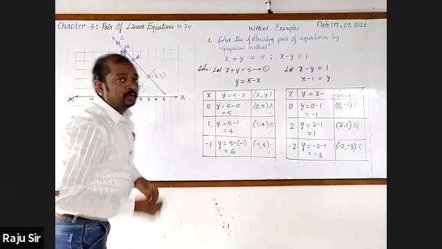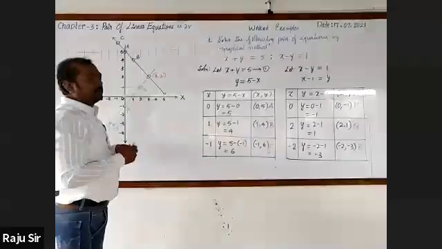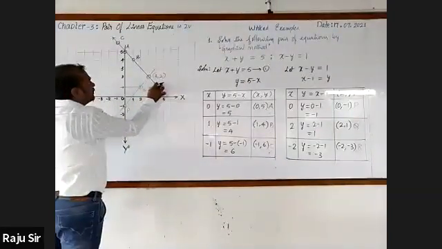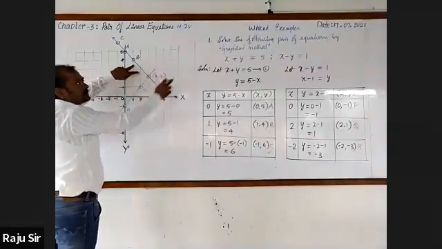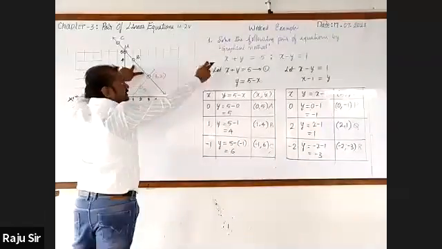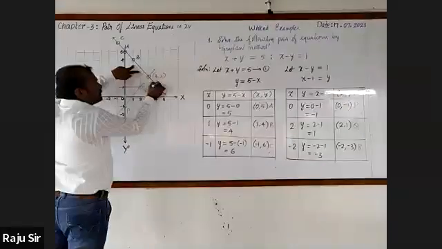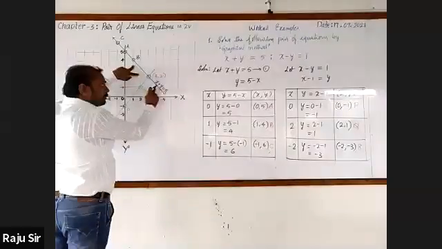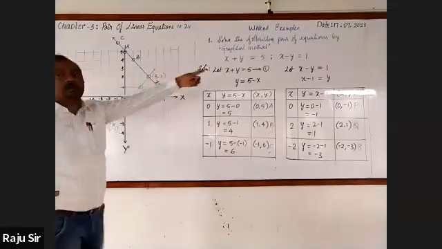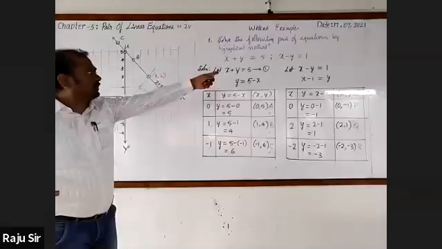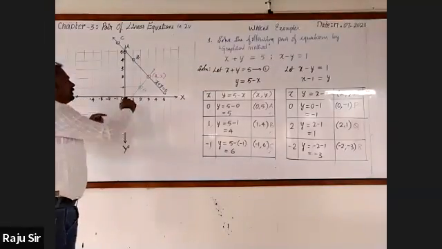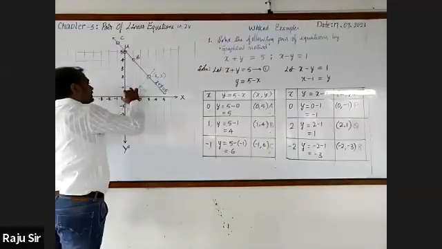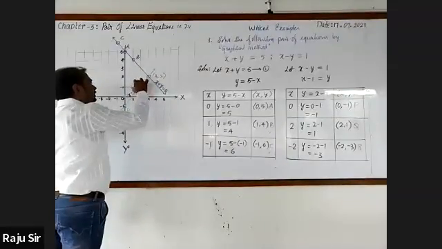Now, without fail, you have to write some more information. First equation: this is the blue line. It represents the first equation, x plus y equal to 5. Next, second equation: this green line represents x minus y equal to 1. Here I am writing x minus y equal to 1.